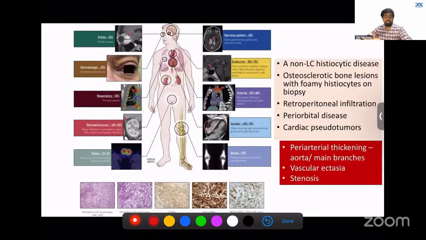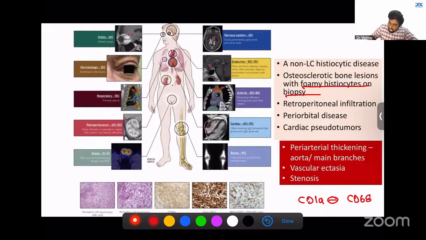So this is again a slide to show that this is basically everywhere it is going, causing sclerosis. It's something like IgG4 related disease only. IgG4 related disease, everywhere there is fibrosis. Similarly, here there is osteosclerosis with foamy histiocytes on biopsy. And very important to remember, there will be positivity of CD68. So CD68 positivity will be there, but CD1A negativity will be there.